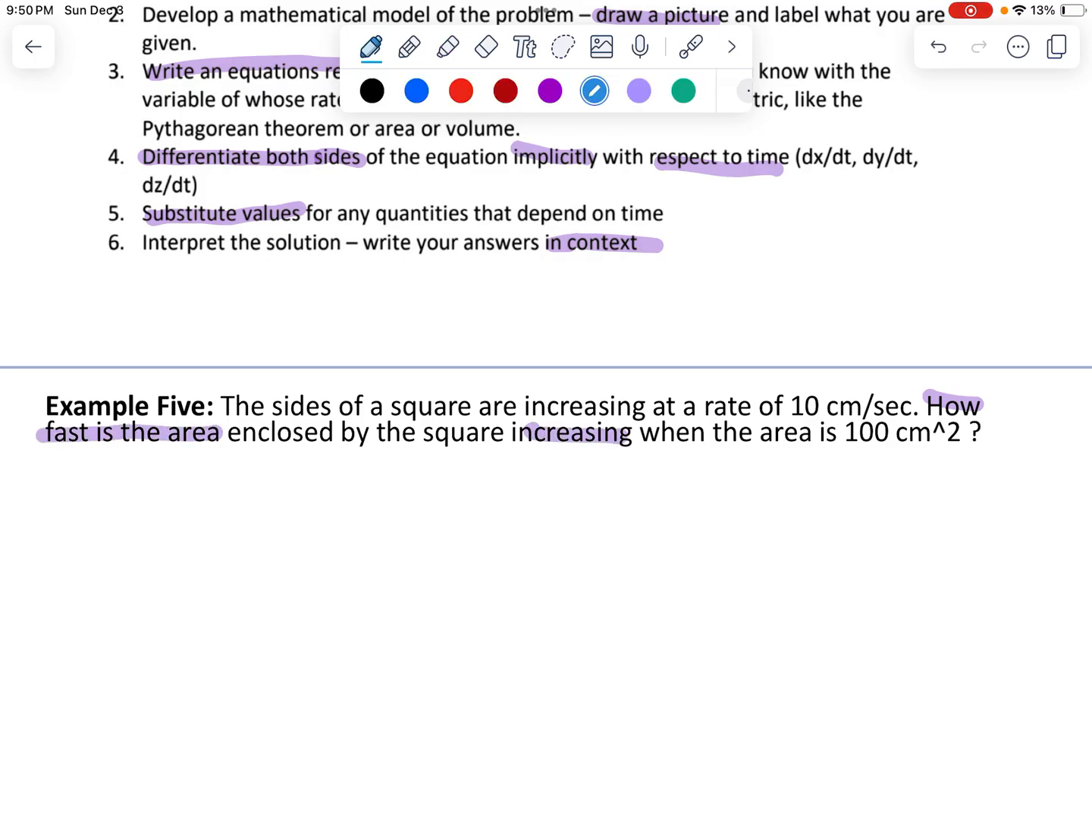So what we're trying to figure out is the change in the area with respect to time. And so what we're trying to figure out is dA/dt, where A stands for the area. So that's what our end goal is. Our end goal is to figure that out.